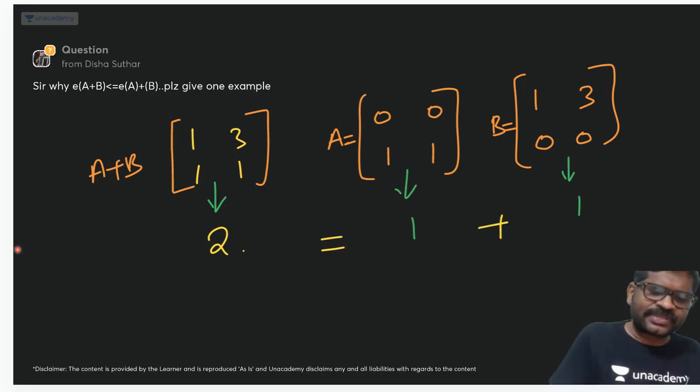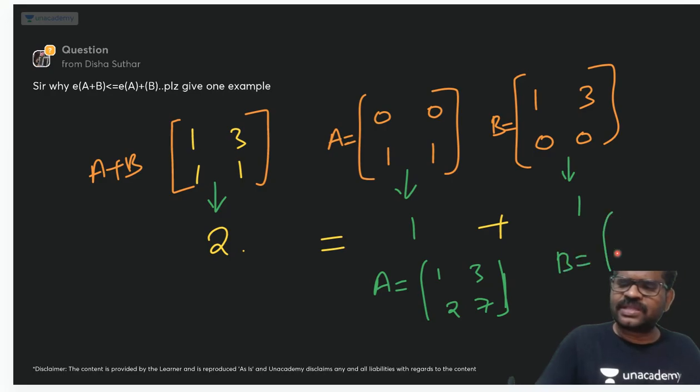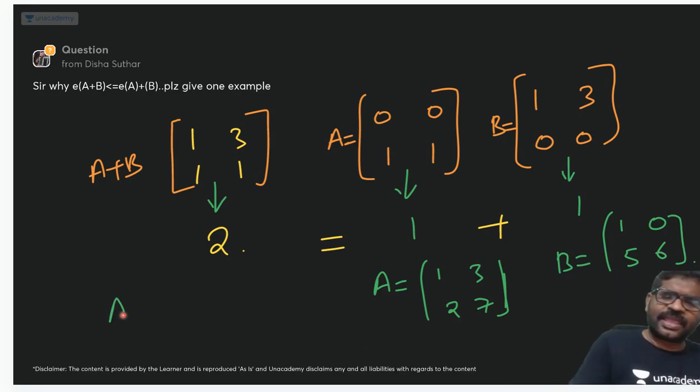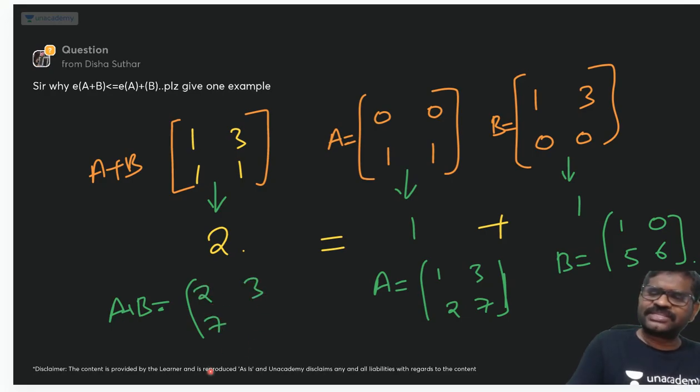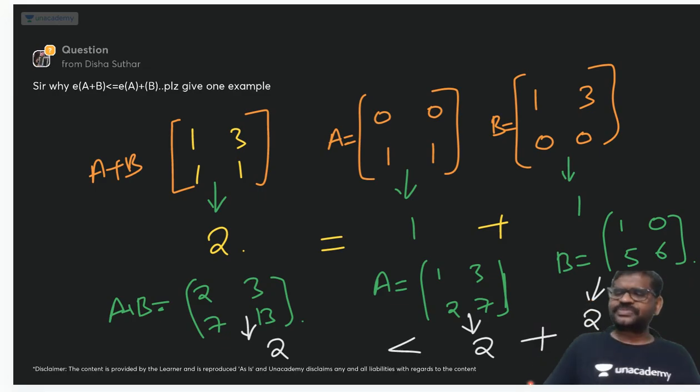Next. Suppose A is 1, 3, 2, 7 and B is 1, 0, 5, 6. A plus B is 1 plus 1 = 2, 3 plus 0 = 3, 2 plus 5 = 7, 7 plus 6 = 13. Rank of A plus B is 2. Rank of A is 2, rank of B is 2. 2 is less than 2 plus 2. Okay? Next.